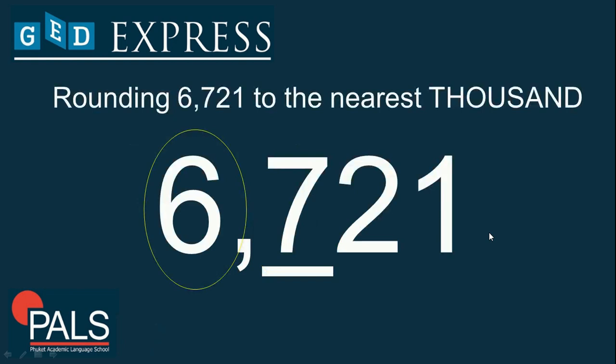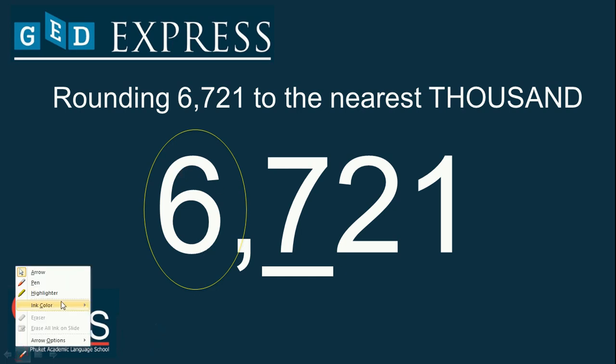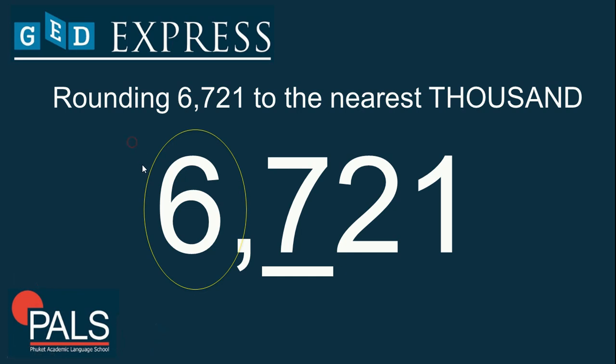Next, we have here 6,721 and we're going to round it to the nearest thousand. We have here the number preceded after 6, which is 7. 7 is greater than 5, so we will add 1 to 6. This will become 7. And this all will become 0 because that is our rule. So our answer now will become 7,000 if we're going to round it to the nearest thousand.